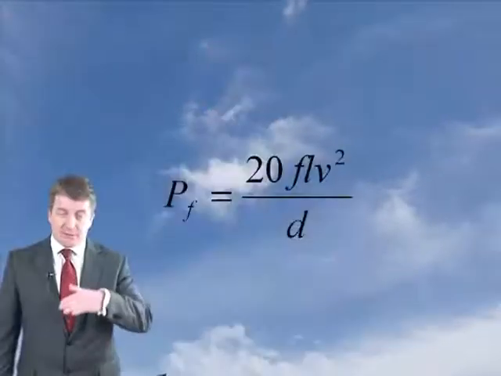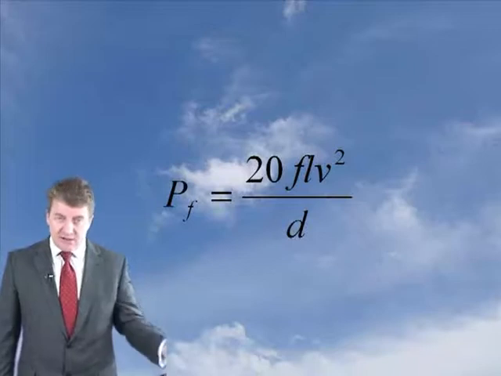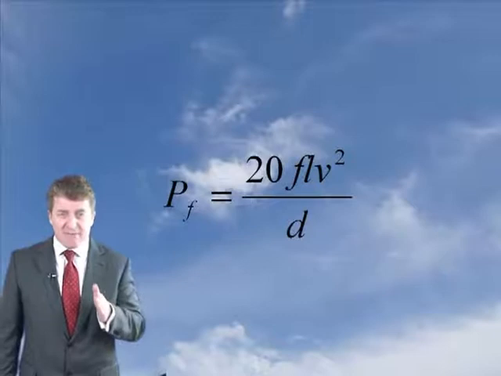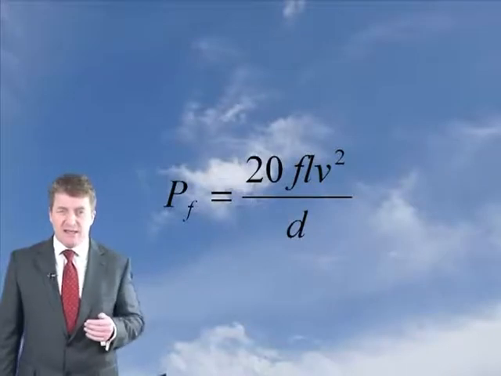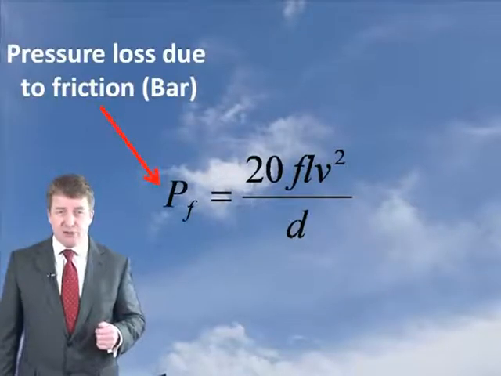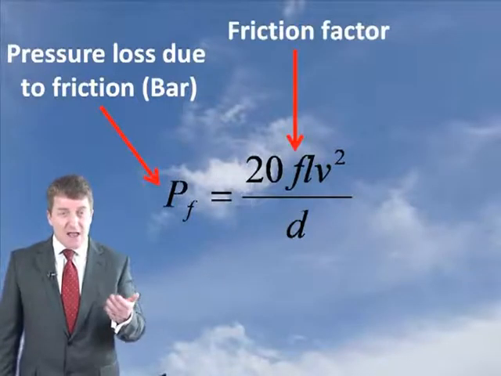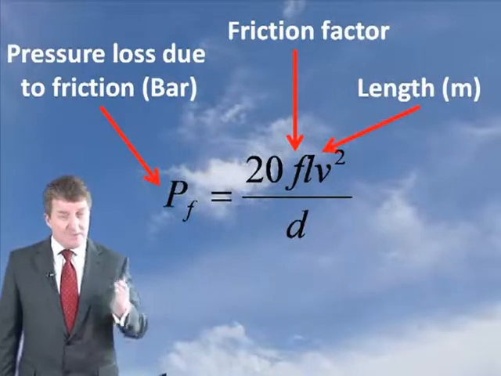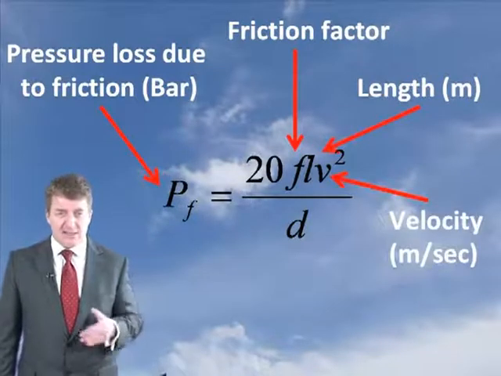Now this can be converted by converting head into pressure to change it around into this, where PF equals approximately 20 FLV squared divided by D, where PF is the pressure loss due to friction in bar, F is the friction factor, L is the length in metres, V is the velocity in metres a second, and D is your diameter. So you've got a HF and a PF, two different formulas that you can use to work out the head loss due to friction or the pressure loss due to friction.